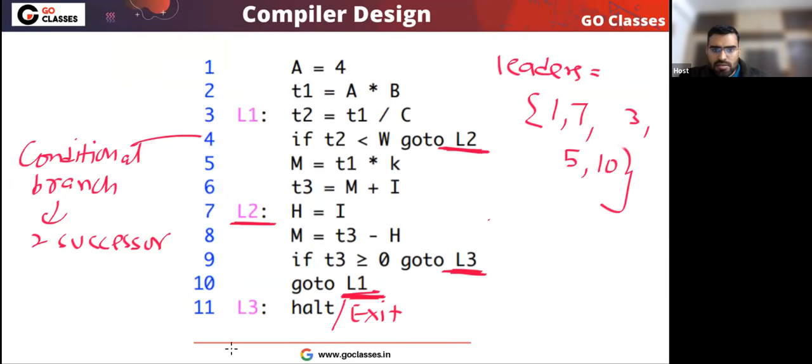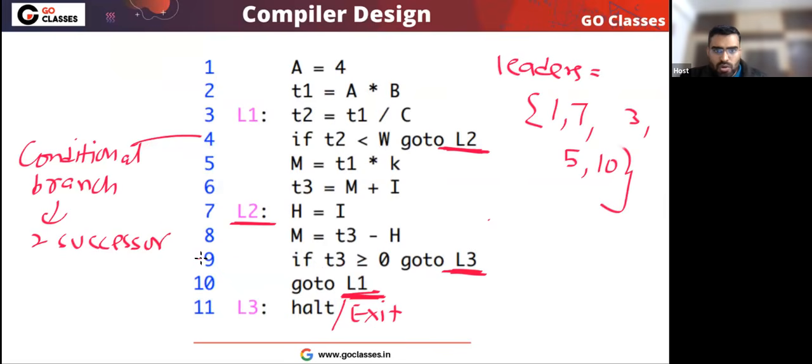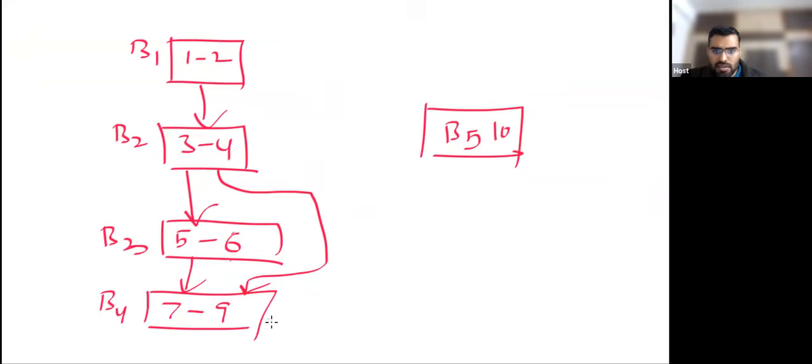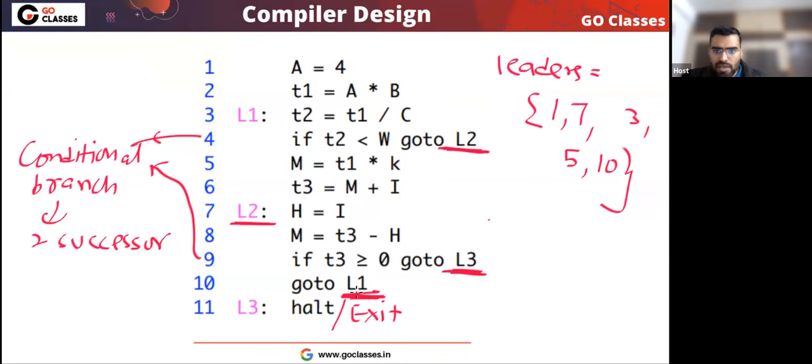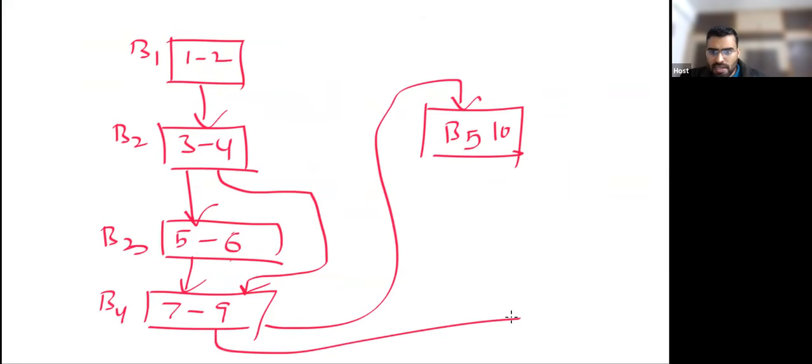Next, what about 6? This is a simple instruction, so only this edge will be there. And then again this is a conditional go to, so again there will be 2 successors from 9 to 10. One will be like this, and one will be to L3. L3 means the exit block, so from 9 one will go to the exit block.